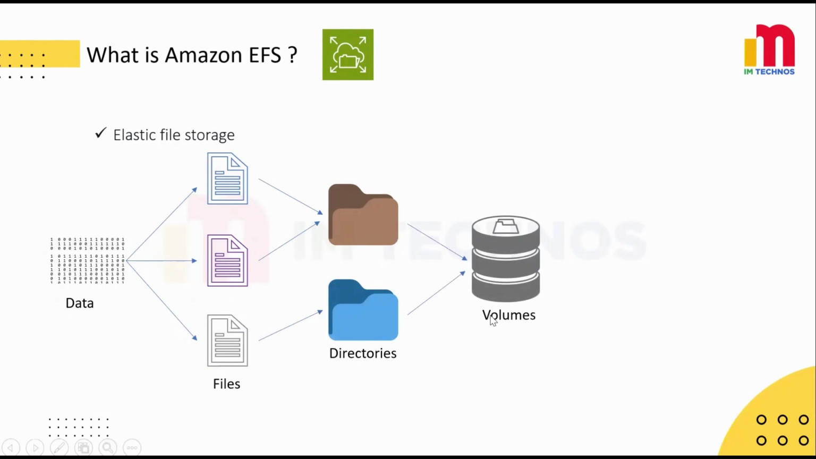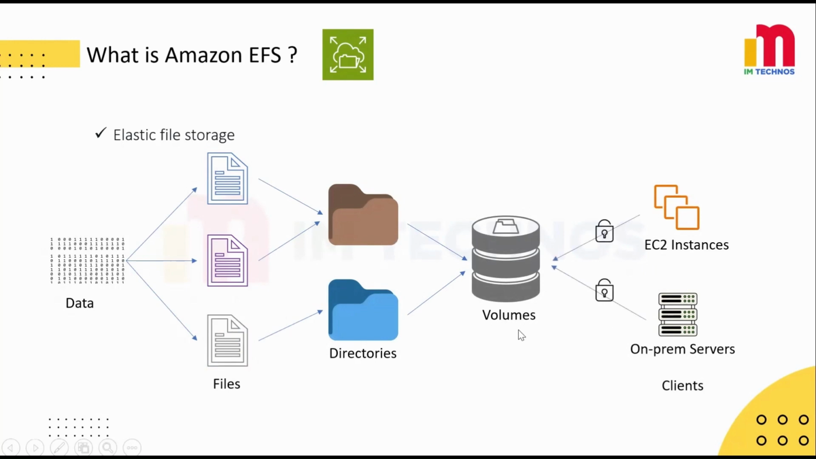Now, these volumes can be mounted by multiple clients, like EC2 instances or on-prem servers, at the same time. However, each client must have the right permissions to mount the file system and browse through the directories securely. Amazon EFS allows multiple systems to share and access the same data reliably and consistently.